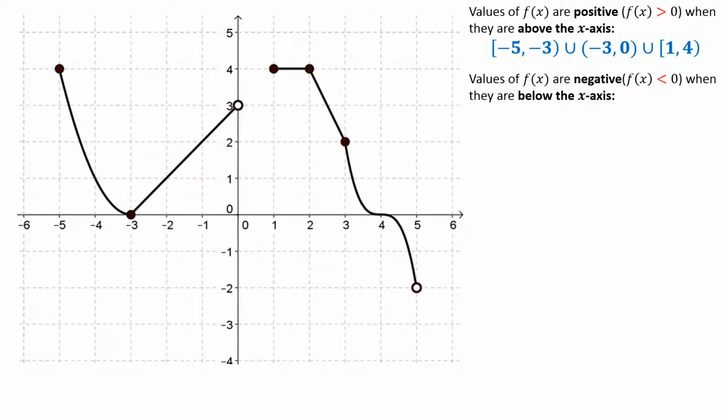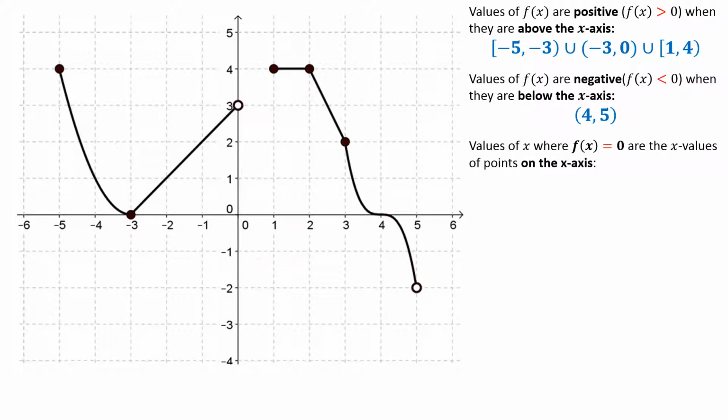I can do the same thing with negative values. These are values of y below the x-axis. And so that would be where it's highlighted right there. One interval on my graph here from 4 to 5. Again, I'm not including 4 because that value is equal to 0, and I'm not including 5 because of the open circle.